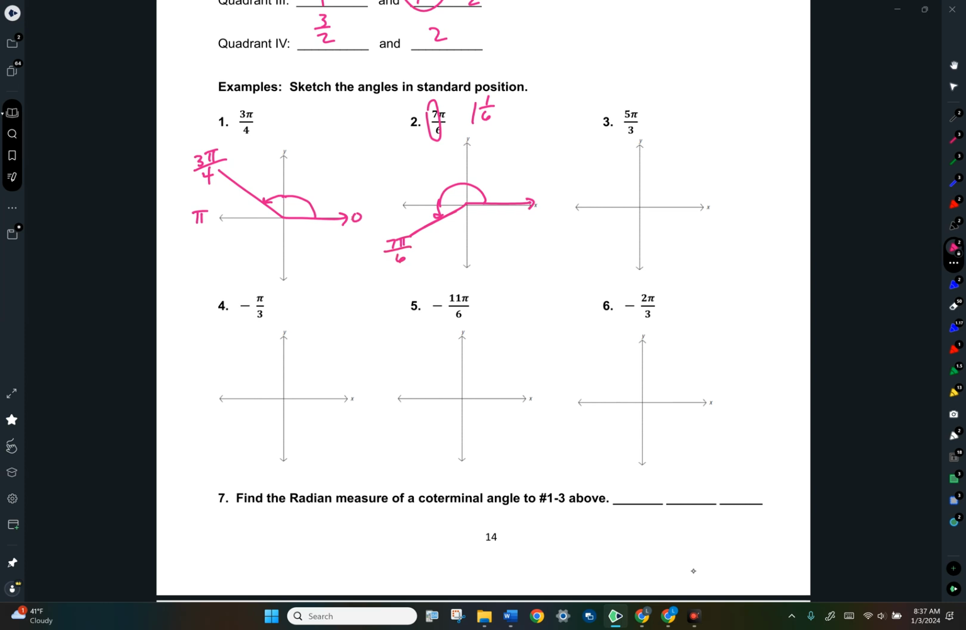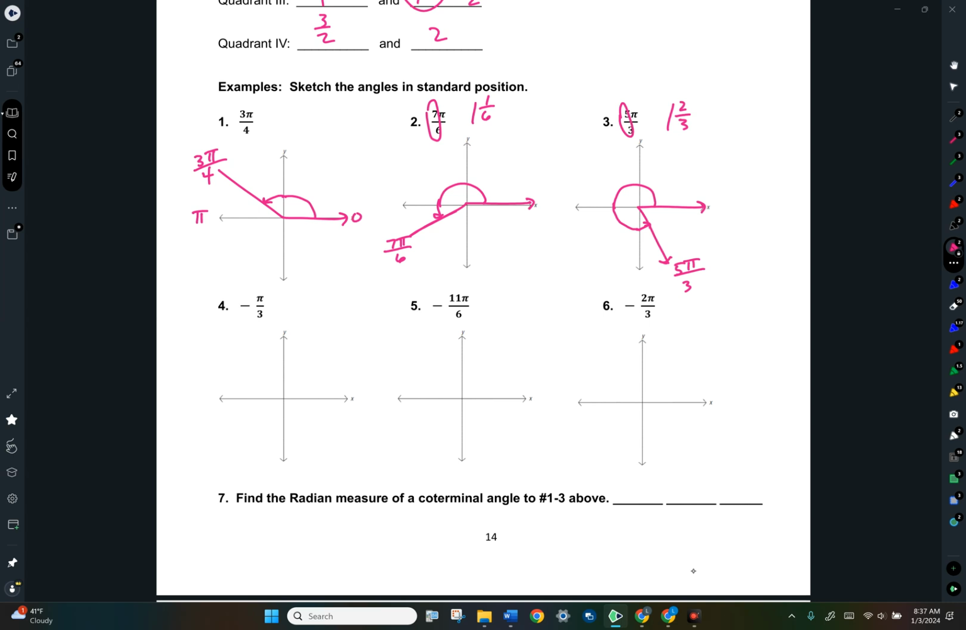Okay, 5/3. Think about the fraction 5 over 3, it's like 1 2/3. So I start at the positive x. If I go 1 pi, I'm here, but another 2/3. Well, if I go to here, that's 1 1/2. Isn't 2/3 more than a half? So I need to go a little bit more. So I'm going to land right down here in the 4th quadrant. So this would be 5 pi over 3.